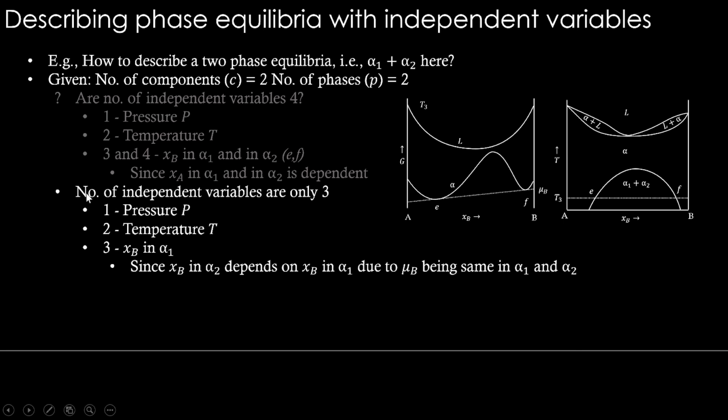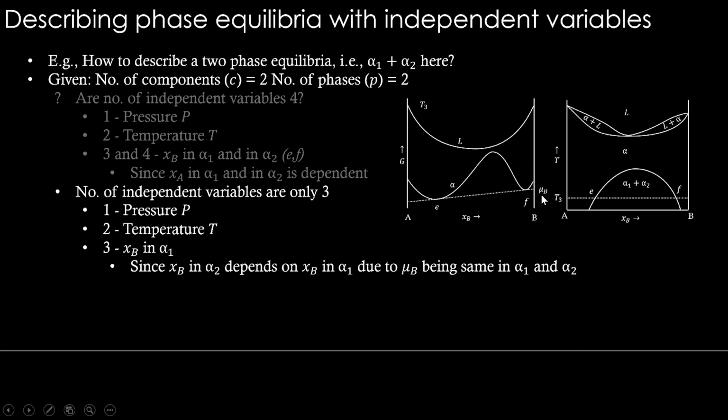But the right answer is number of independent variables are only 3. One is pressure, other one is temperature, and third one is XB in only one phase alpha 1. Okay, we are talking about this composition here. Only this composition is independent and this composition here is dependent on it. XB in alpha 2 depends on XB in alpha 1. It is a dependent variable. Okay, due to mu B being same in alpha 1 and alpha 2.